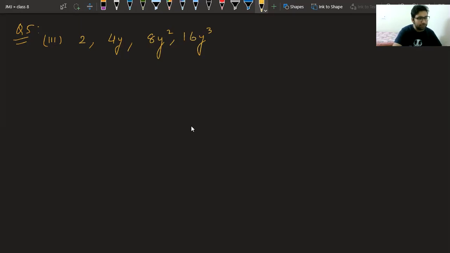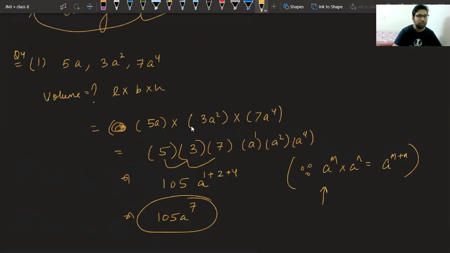Shiv is saying, sir, please repeat. Beta Shiv, there was nothing in this question. We just multiplied the constants. 5 3s are 15, 15 7s are 105. Then we have a into a square into a power 4. And we have learned when bases are same and getting multiplied, we just add the powers. Power of this a is 1. 1 plus 2 is 3. 3 plus 4 is 7.